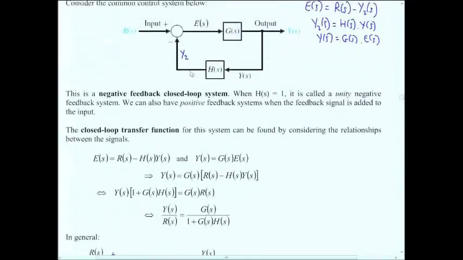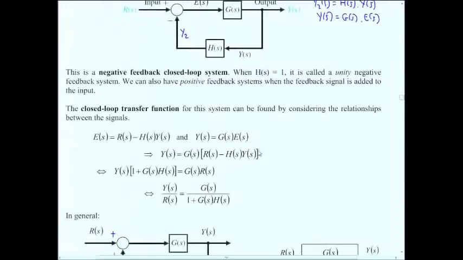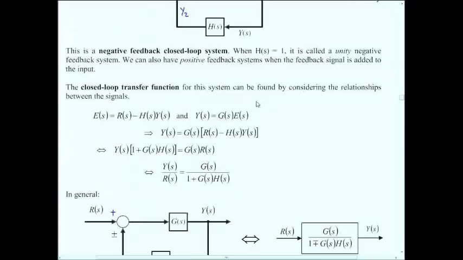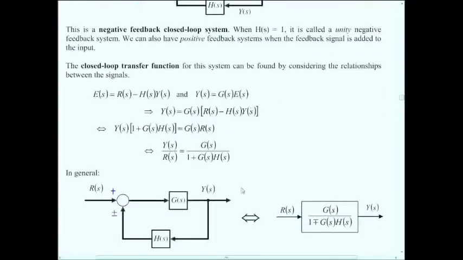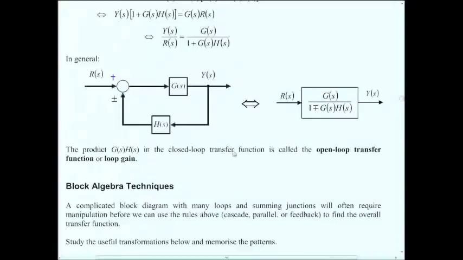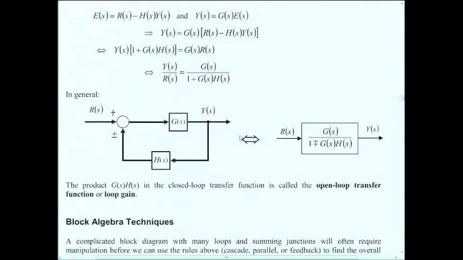Now, one other thing I'd say, negative feedback occurs because of that negative sign here, otherwise it's called positive feedback. What we're doing is finding the combined, or in this case it's called the closed loop transfer function. The closed loop transfer function is the simplification of this block diagram, and we call this product, GH, the open loop transfer function, or loop gain.